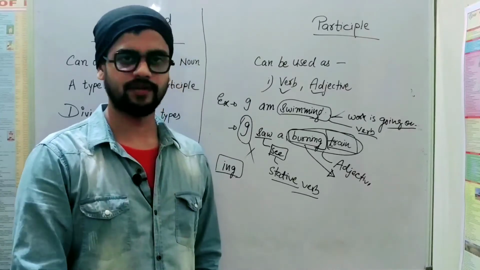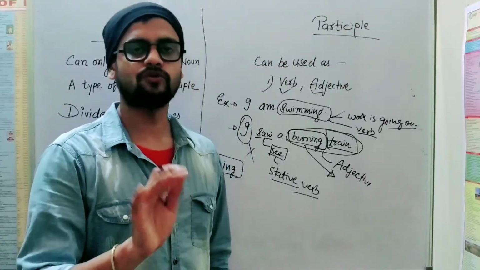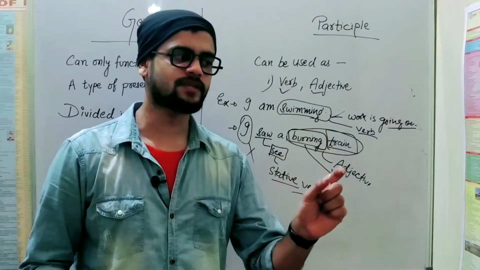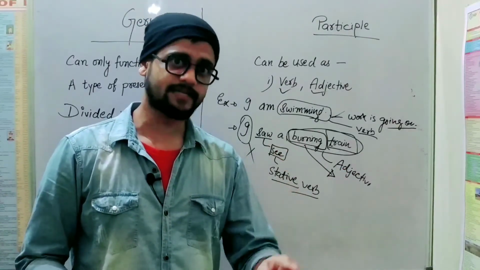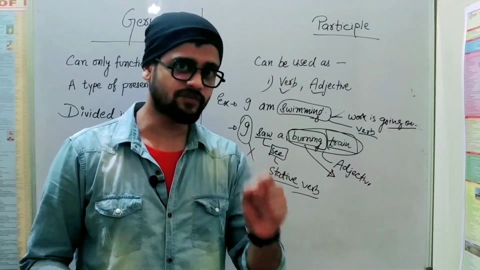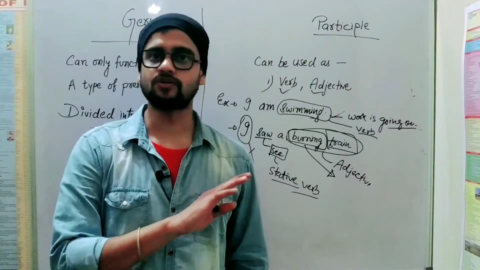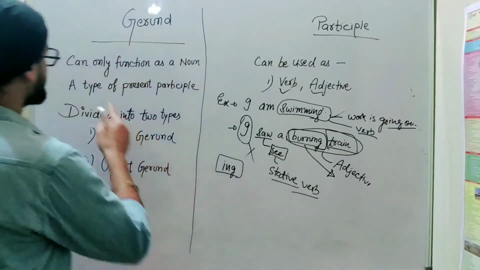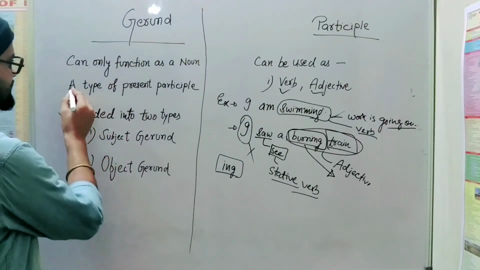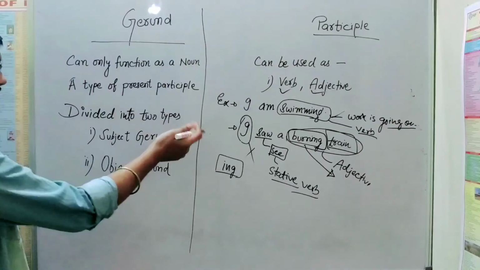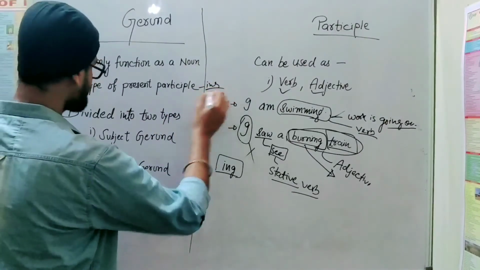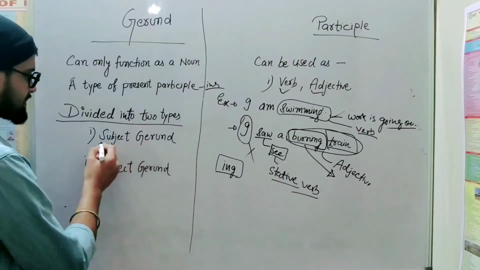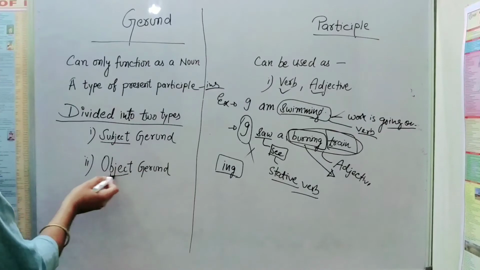Participle is V4. Just understand, participle is your V4. Somewhere in the sentence, if you have an ing form and if you identify that your subject is active, it means that ing form or that ing word is your participle. That's not your gerund, because gerund can only be used as a noun. It can only function as a noun. It is a type of present participle, yes, that ends with ing, no doubt. It has been divided into two types. It can be used as a subject. It can also be used as an object.